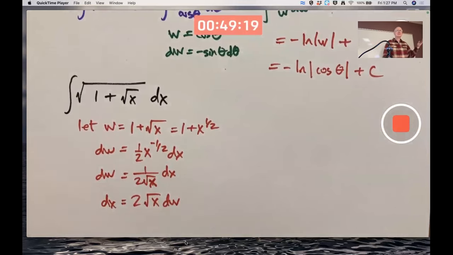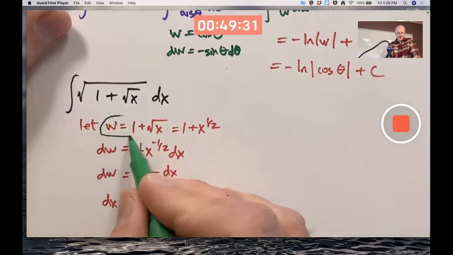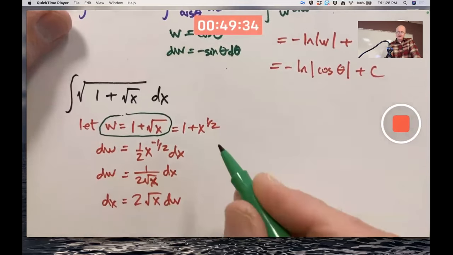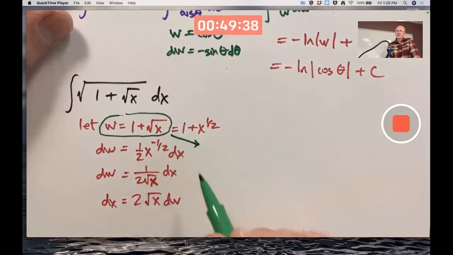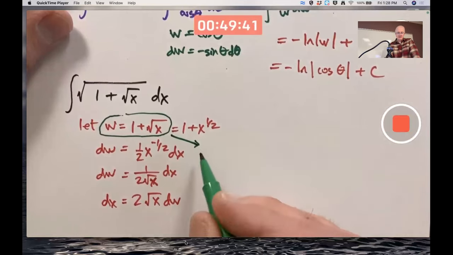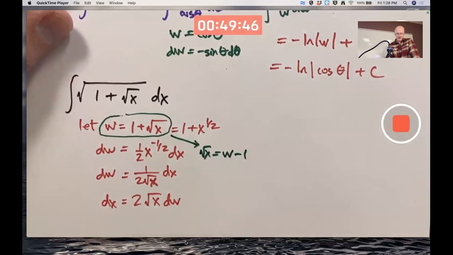Anybody got a guess as to how to get around this? Yeah, you could solve this equation for x, or maybe square root of x. And that's what I'm going to do. Take that equation and subtract 1 from both sides. Square root of x is going to be W minus 1. And then replace this square root of x with W minus 1. Or u minus 1 if you're using u.